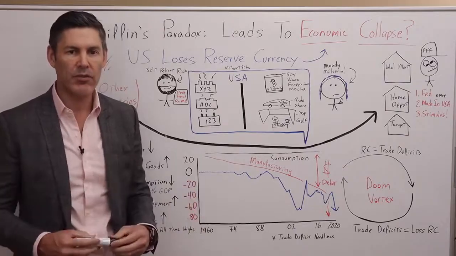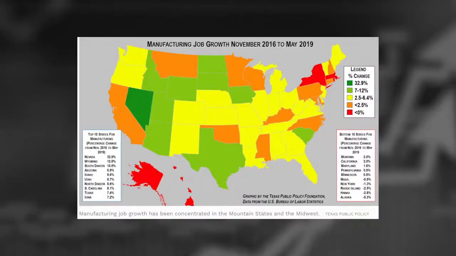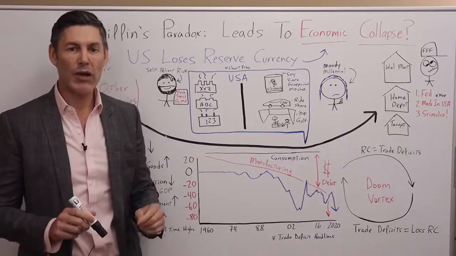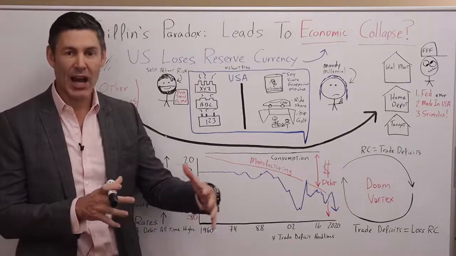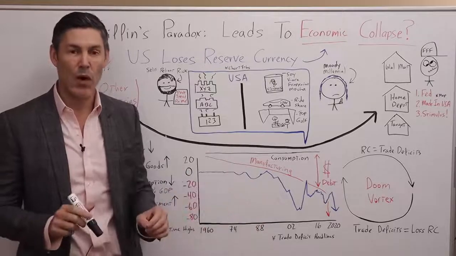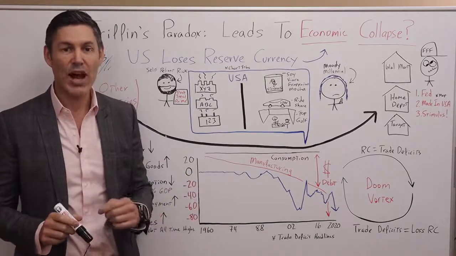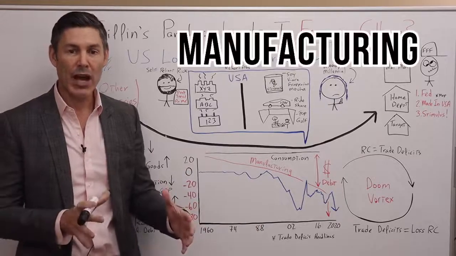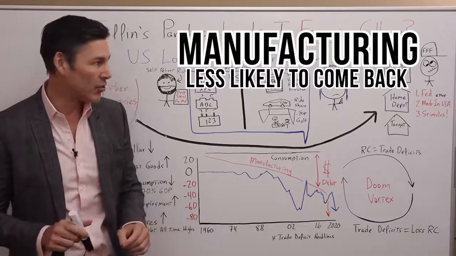Editor, let's go ahead and throw up this map, and I think it illustrates the point beautifully. We can see that states that have low regulation overall have a lot of manufacturing, and states that have very high regulation, such as California, have very little manufacturing. So moving forward, if the regulatory burden for the entire United States becomes more and more draconian, which I think it will, manufacturing is less likely to come back.